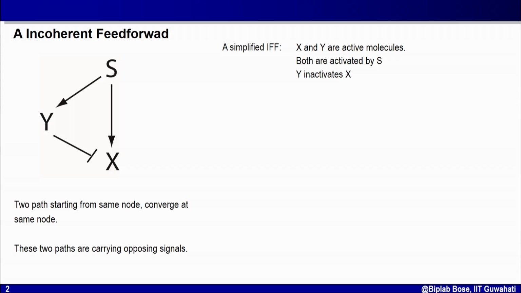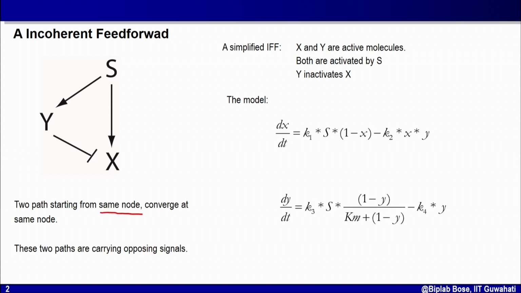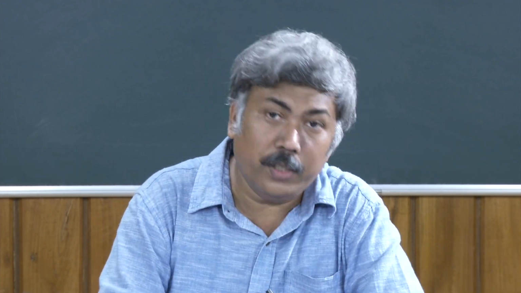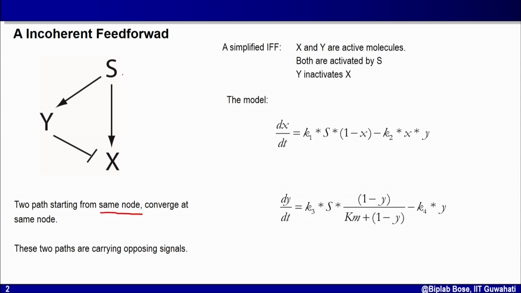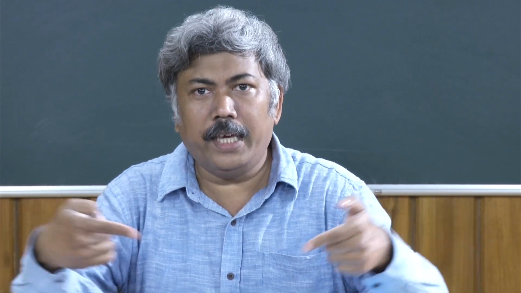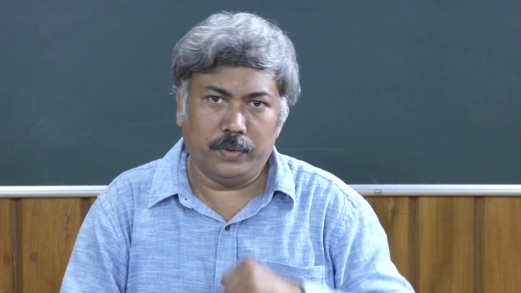In an incoherent feedforward, you have feedforward. That means from one node two paths start and those two paths eventually converge to the same node. For example, in this figure you can see the signal is starting from S. S is my input signal. It diverges into two paths and then these two paths again converge at X. So it is a feedforward. The path diverges from a node and then again converges at a forward node.